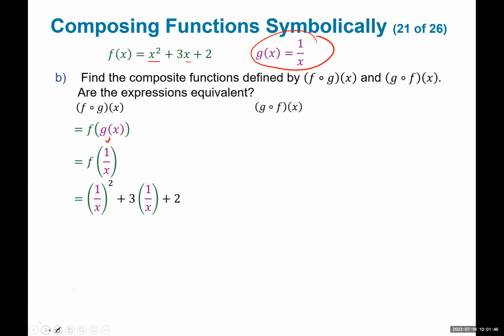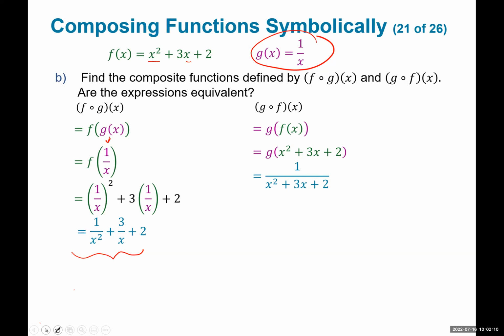1 over x squared plus 3 times 1 over x plus 2. And that's what we end up with. Whereas over here, we're going to take f of x and plug it into g. So f of x is x squared plus 3x plus 2. We're going to plug that into g. So all of that is under 1. 1 over all of that. Is this the same as this? No, these are not the same. So therefore, the order does really matter.